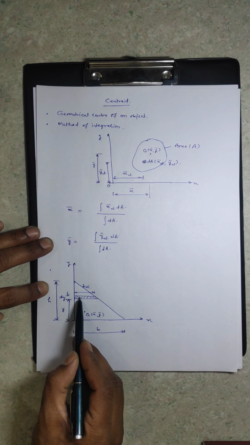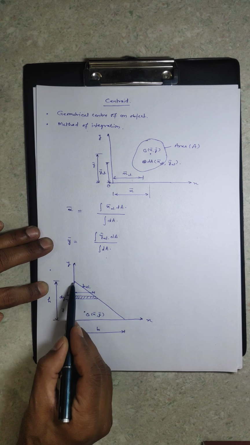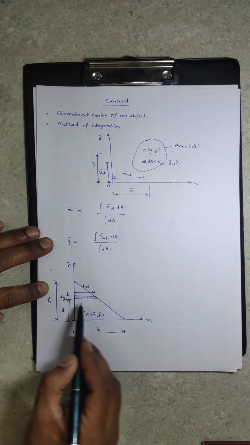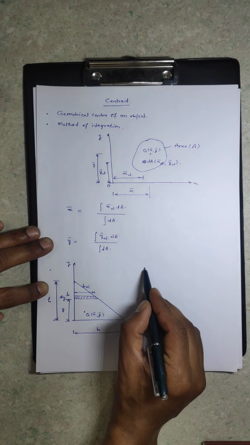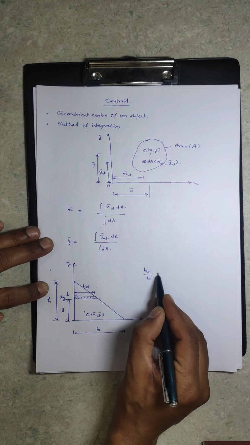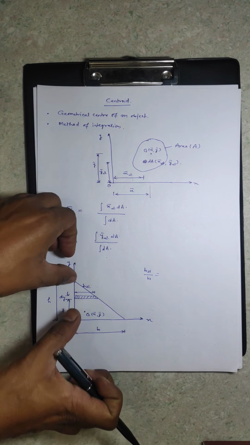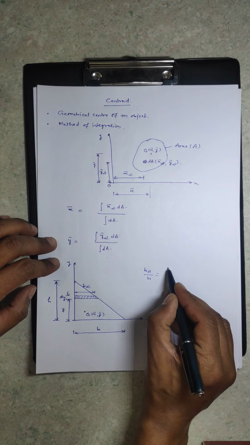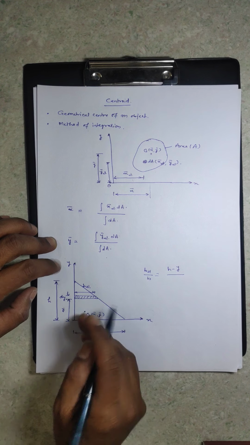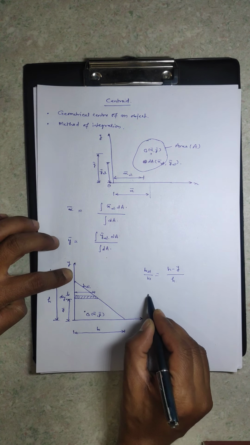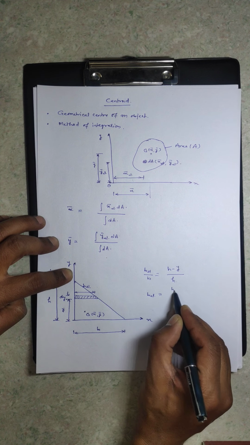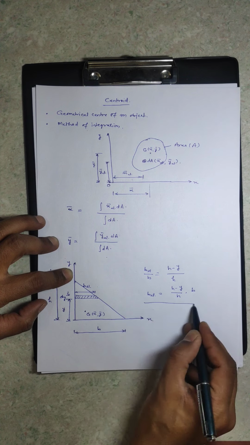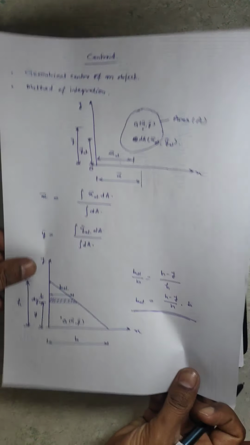By considering similar triangles, this one and this one, we write b elemental in terms of y: b elemental upon b is equal to this distance, which is h minus y, upon h. So b elemental is equal to (h minus y) by h multiplied by b. Mind it, b elemental, we will use this in further equations.